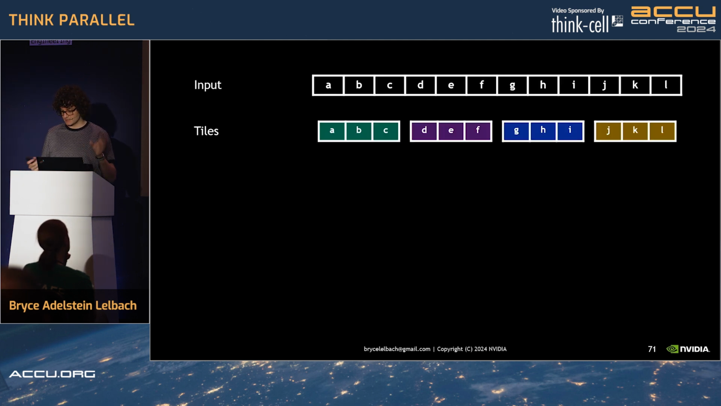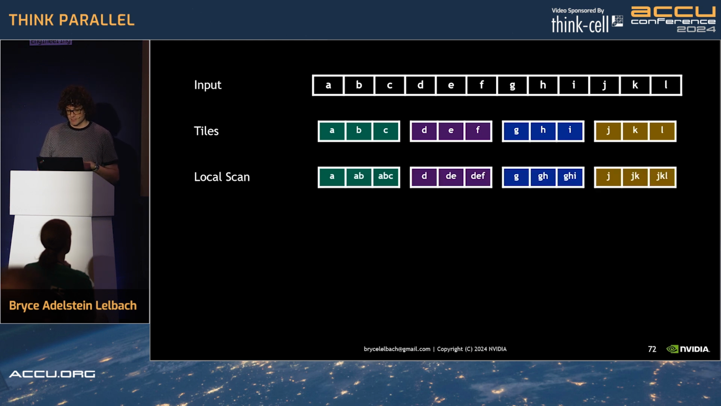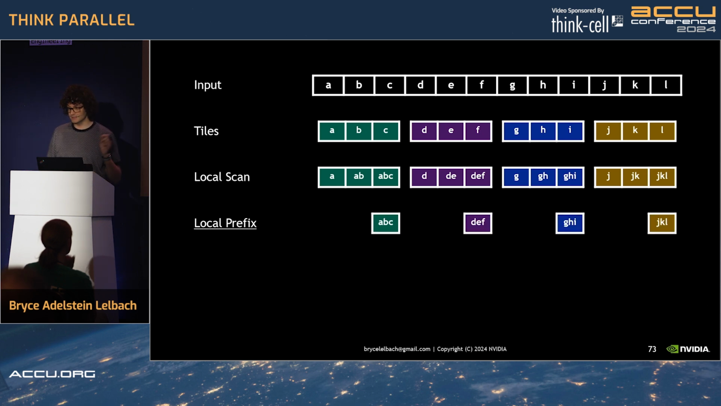All right, let's work through this in an example. We're going to scan a vector of strings with string concatenation. So we're going to divide the input into 4 tiles of 3 elements each. So we start with the local serial scan of each tile, which will produce this. The local prefix for each tile is the sum of all of its elements, which, as we just discussed, is the last element of the local scan.